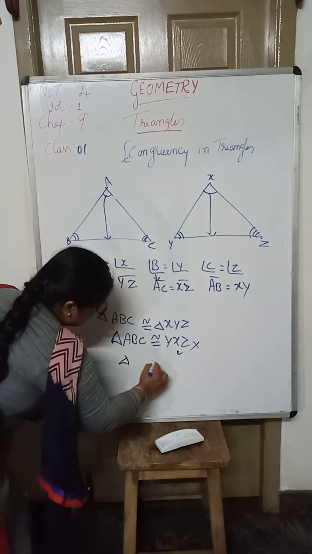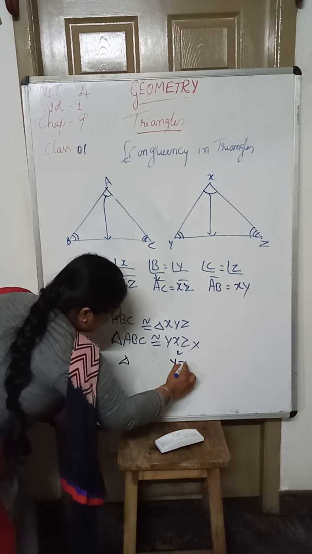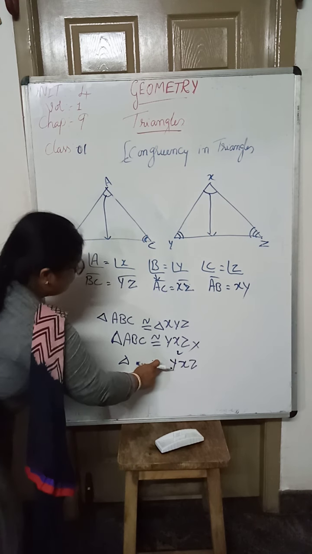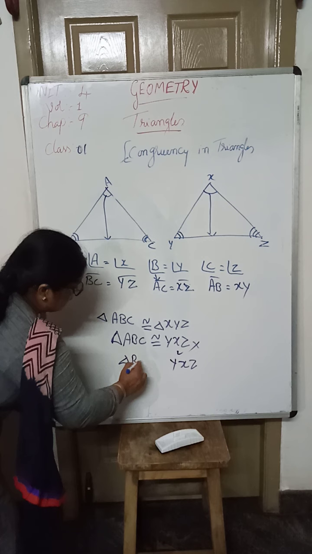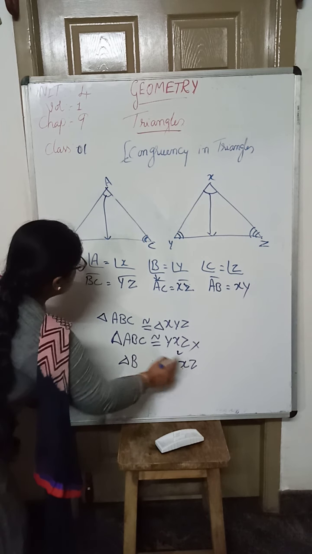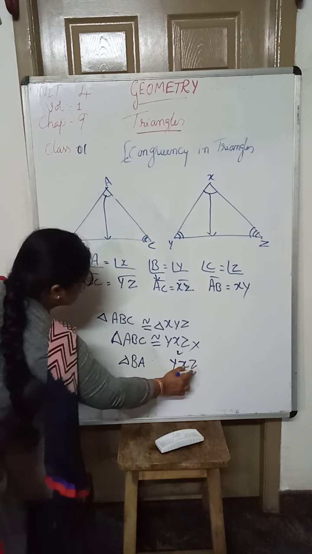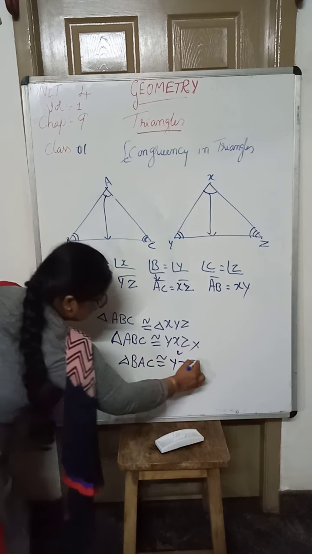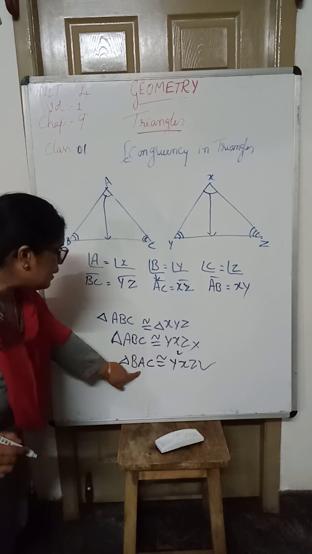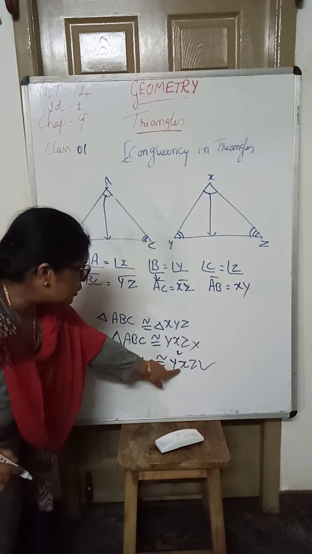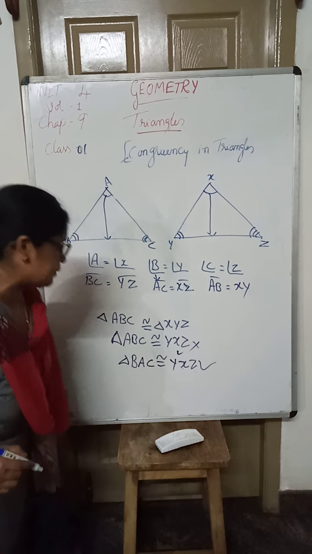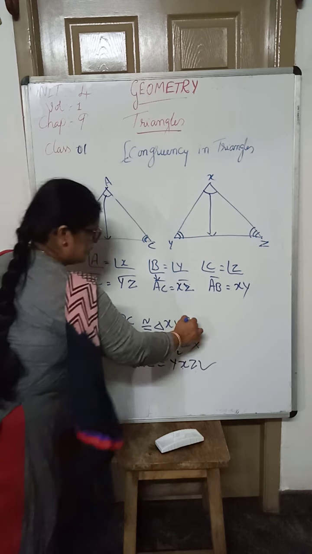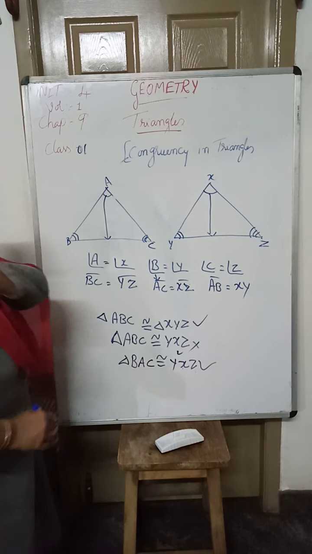In a case like this, if I have written YXZ, then Y means here first B has to take place. Next X means A has to take place. Z means here C has to take place. Then these two are congruent. Means triangle BAC is congruent to triangle YXZ. Then it is correct.